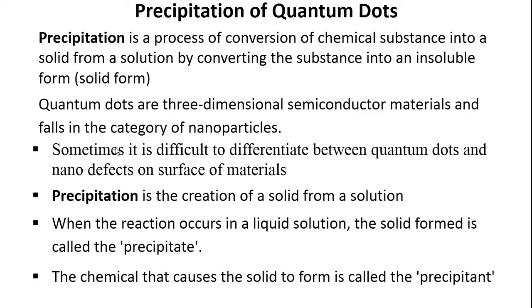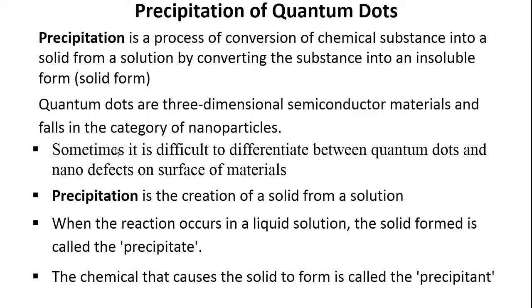So precipitation is the process of conversion of a chemical substance into a solid form by converting the substance into an insoluble form. Now, quantum dots are three-dimensional semiconductor materials, which fall under the category of particles. And sometimes it is very difficult to differentiate the nano defects and quantum dots on the surface of the nanomaterial.